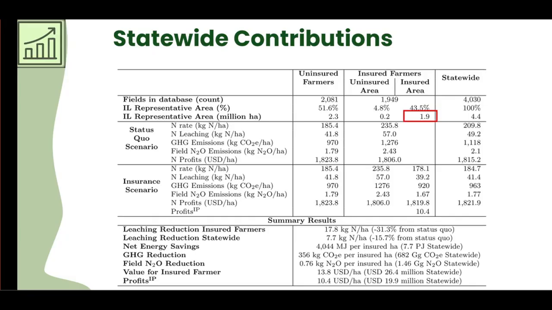2.1 are applying above that threshold, and from that we need 10% as the benchmark, those plots that need to keep the farmer rate recommendation. So we will apply this on 1.9 million hectares.